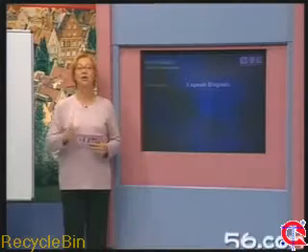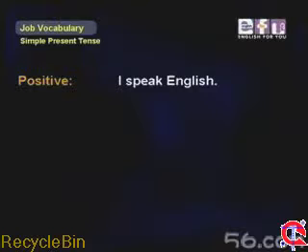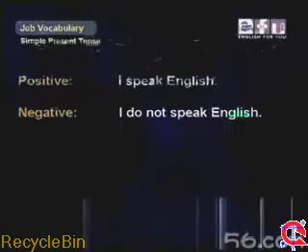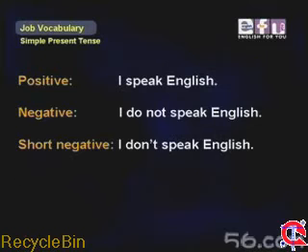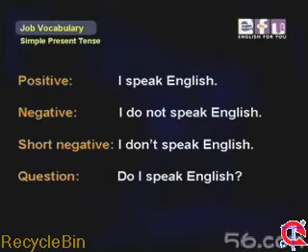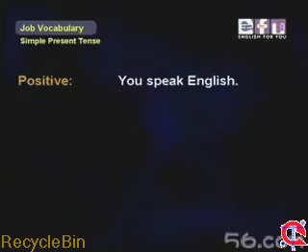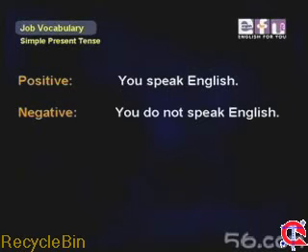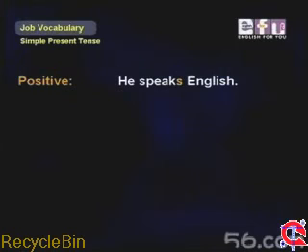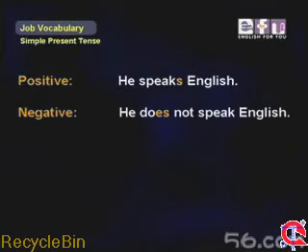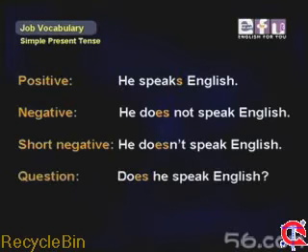All right, now let's review the simple present tense. Look at this chart. I speak English. I do not speak English. I don't speak English. Do I speak English? You speak English. You do not speak English. You don't speak English. Do you speak English? Now for he. He speaks English. He does not speak English. He doesn't speak English. Does he speak English?